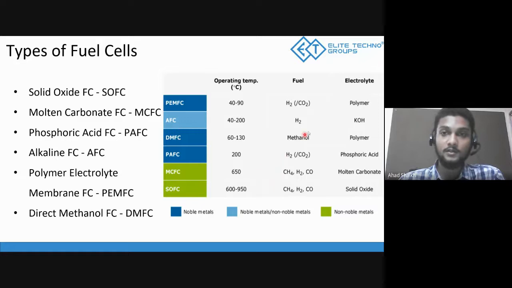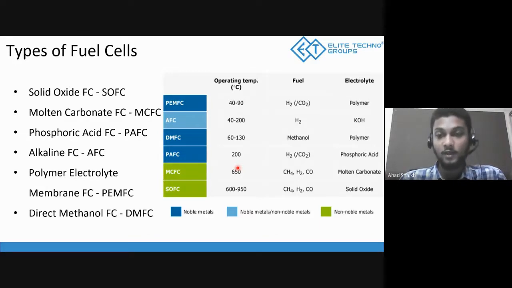Seeing this chart here, you can see the types of fuel cells listed, their operating temperature, what fuels they use, and what material they use as the electrolyte. These things are listed, and based on these, we'll do a short activity and find out which one of them is best suited for application in an electric vehicle. A fuel cell generates electricity, and that's what we require to run our electric vehicle.